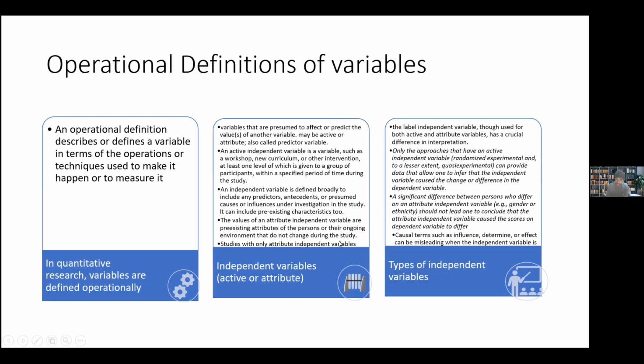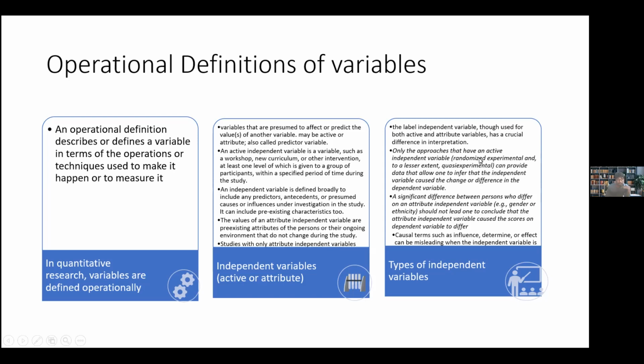Studies with only attribute variables are called ex post facto studies, where you study them after the fact. It's not mentioned here, but that is worth noting. As for the types of independent variables here, it includes both attribute and active variables, but there's a lot of difference in their interpretation.